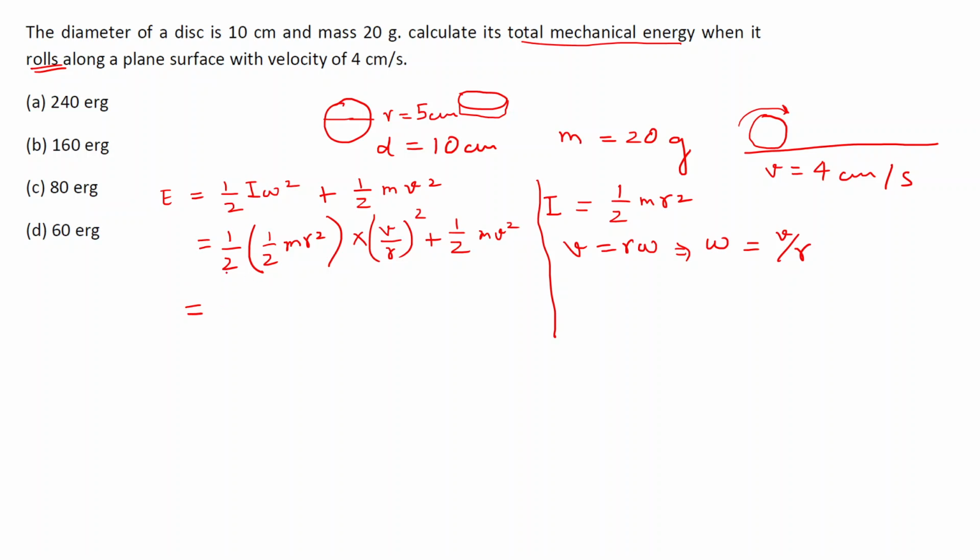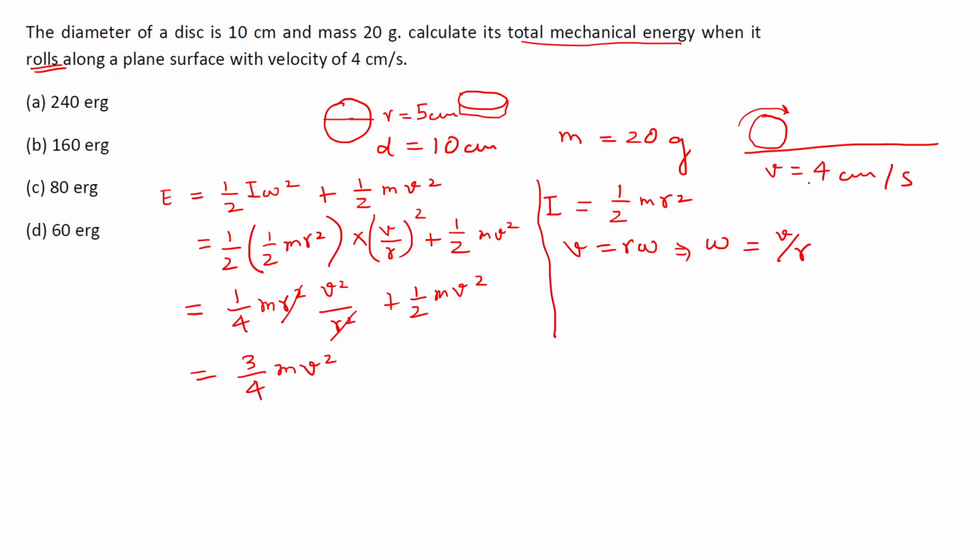So this will be, let's calculate this, 1 by 4 mr square times v square by r square. Again this r square gets cancelled, plus half mv square. So the value of this will be 3 by 4 mv square.